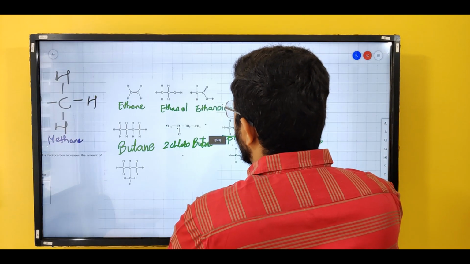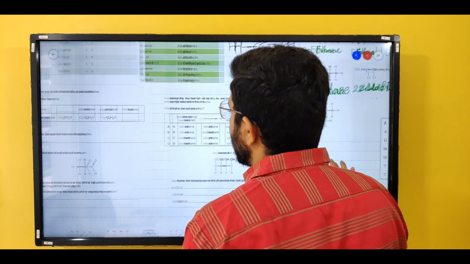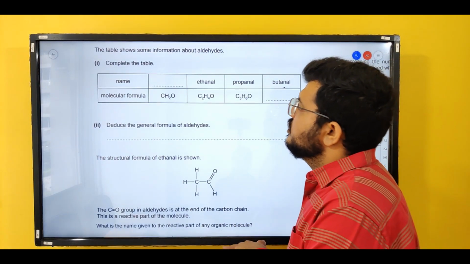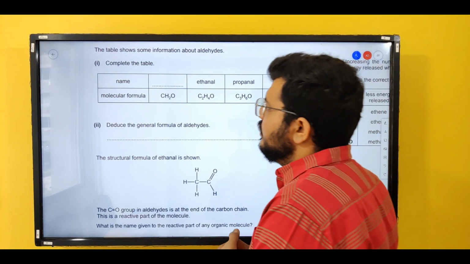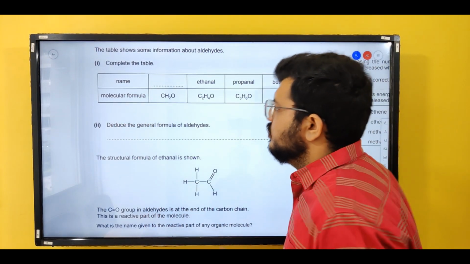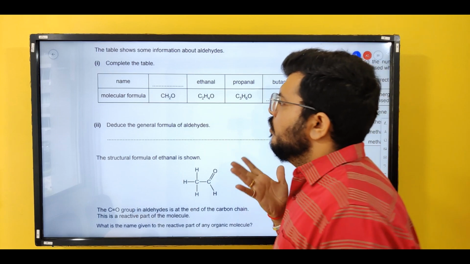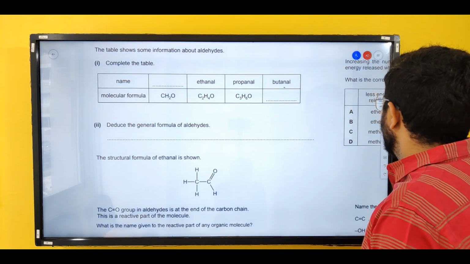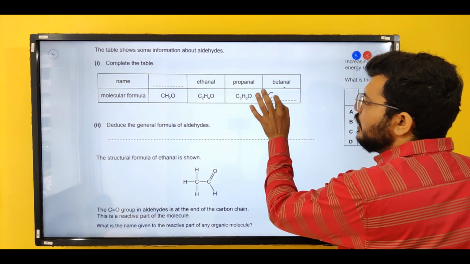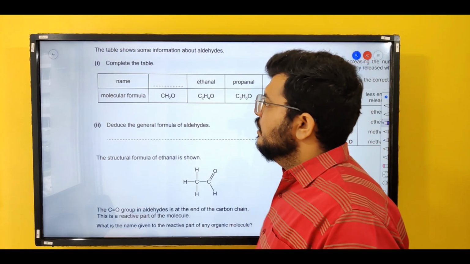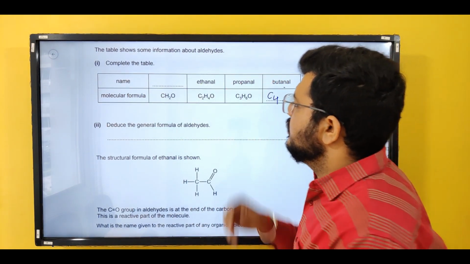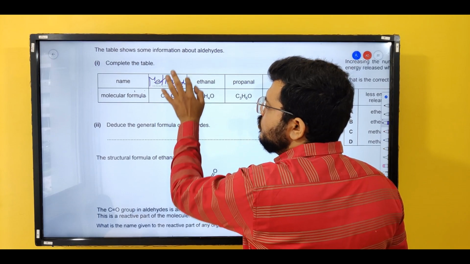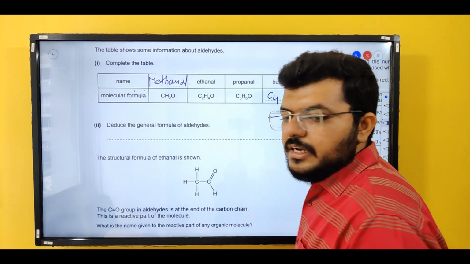Now let's get to some board questions that are asked in our exams, and let's find out how you can answer them. The table shows some information about aldehydes. Complete the table: name, molecular formulas. So they have given blanks in some names and some molecular formulas. This is ethanal, contains 2 carbon. Propanal contains 3 carbon. Butanal must contain 4 carbon, right? Then for the name, if this is butanal, propanal, ethanal, this will be methanal, right? And the structure does show it has one carbon in it, right?